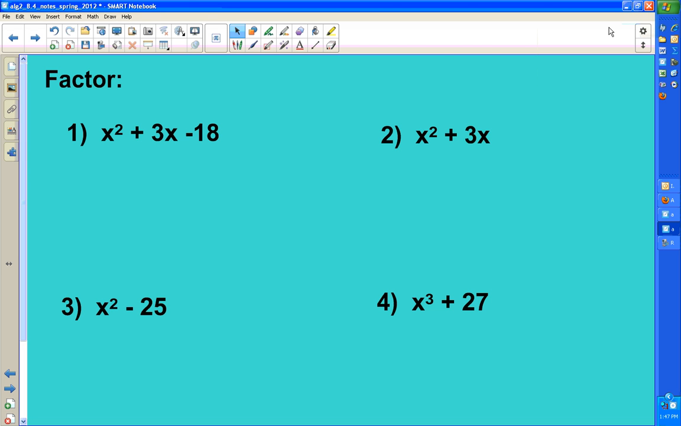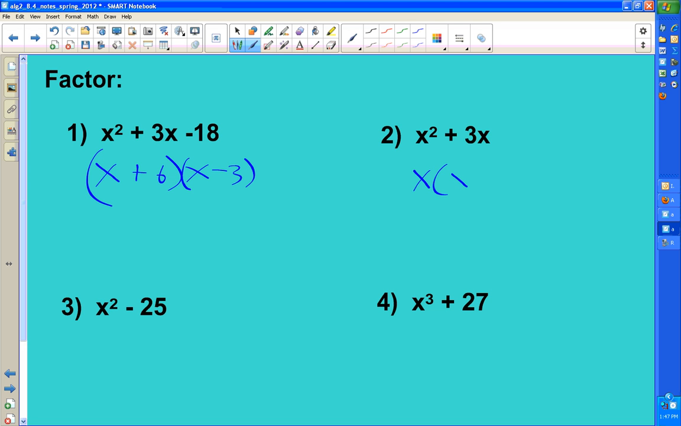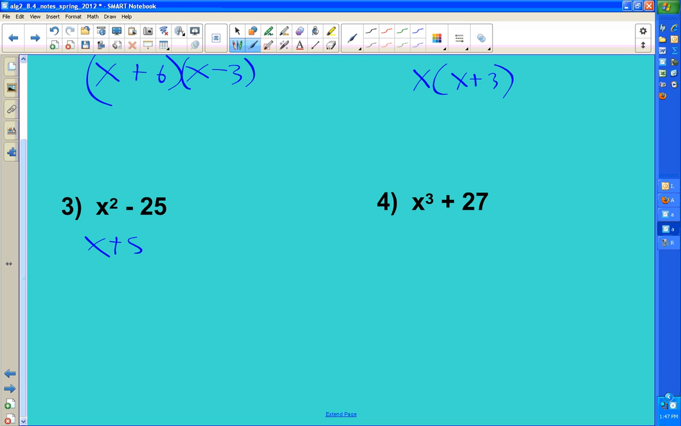Okay, first one, Bryce, how's the factor? Oh, well, I got it plus 6 minus 3. Jagger, how about the second one here? I got x parentheses x plus 3 plus. Like this? Yeah. Okay. Irene, how about 3? X plus 4, X plus 6. Excellent.